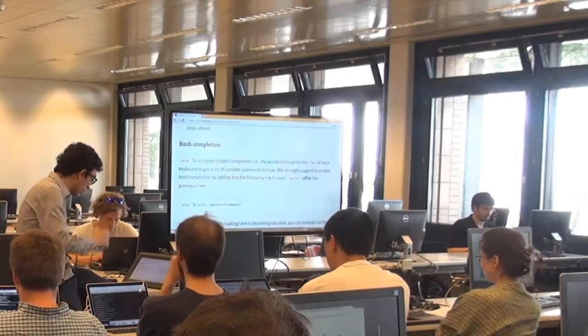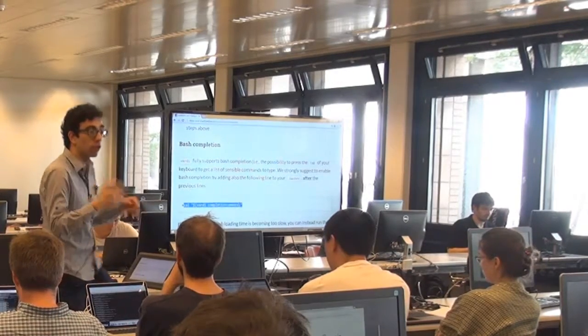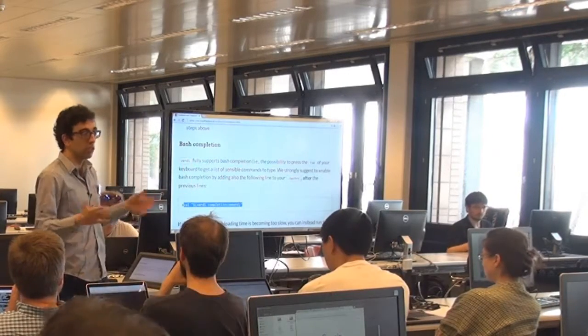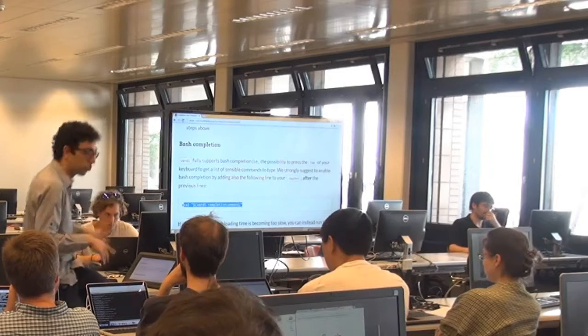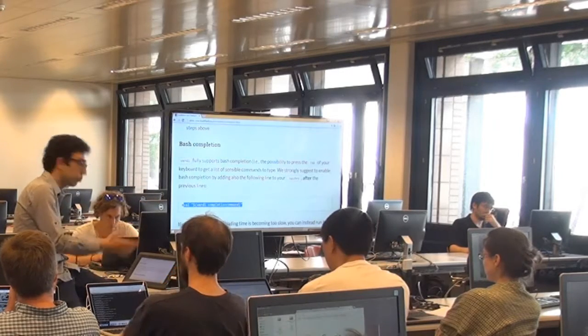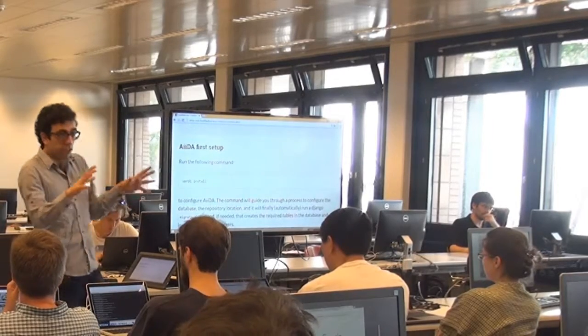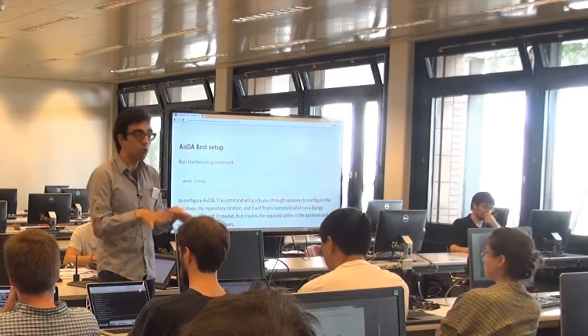You can also add this line to your bashrc to have bash completion: you press tab and it completes the verdi commands. We think this is very useful, so we suggest also doing this step. It's not compulsory, but it's very useful. And then, OK, now you're ready. Your computer knows where AiiDA is.